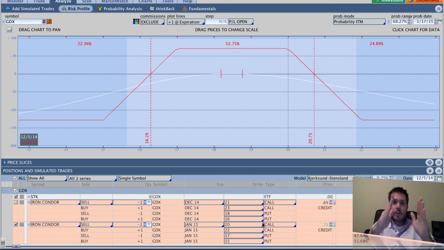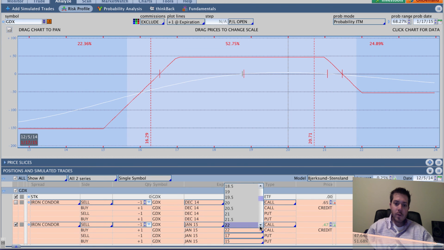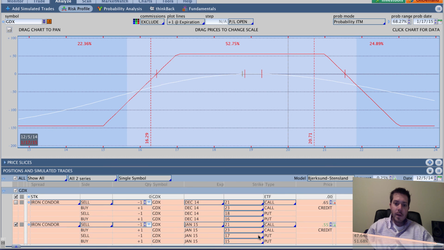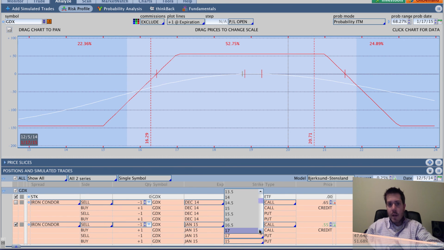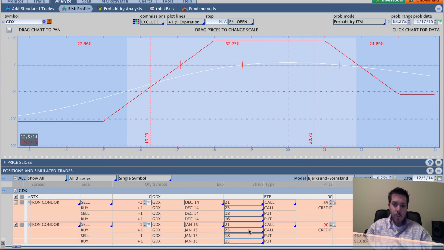But we want to keep the width to 3, so we're just going to move the entire Iron Condor, slide it up. So here we go. We're going to change the calls to 21, short call to 21, long call to 23, short put to 18. So here's our first one. Now we have 4 points between the short strikes. We have a short 17 put, and we have a short 21 call. So 4 points between our short strikes. But we're keeping this at 3 points, so we're just sliding it up.